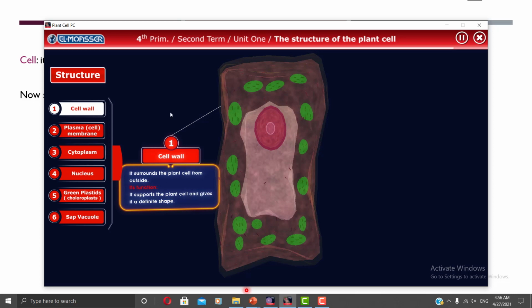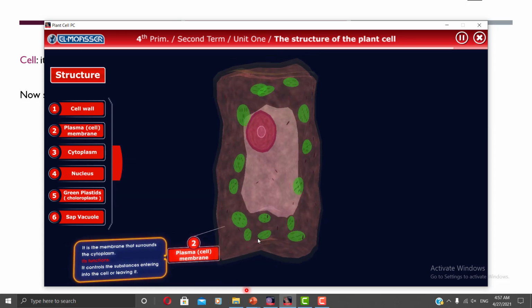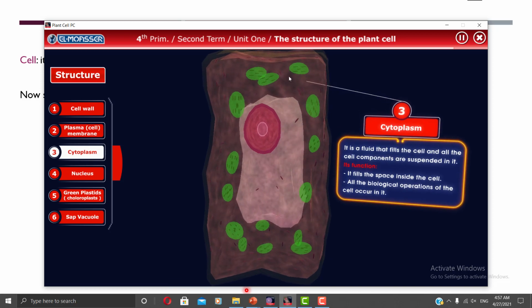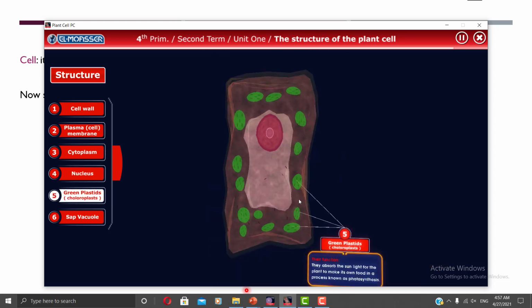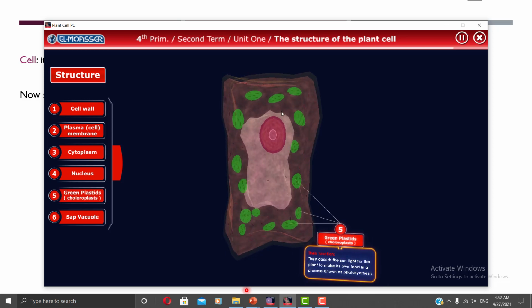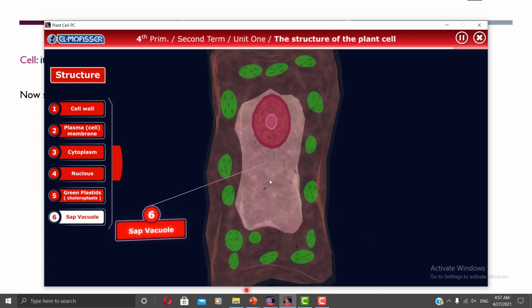The second part of the plant cell is the plasma membrane. The plasma membrane is the part that follows the cell wall, and of course it has a specific function. Then the cytoplasm, which is the liquid in the cell, and the nucleus, which is the large body inside the cell. The green plastids absorb the sunlight for the plant to make its own food by the process called photosynthesis. And the last thing is the vacuole. The structure of the plant cell is very important, as well as the function of each one of them.